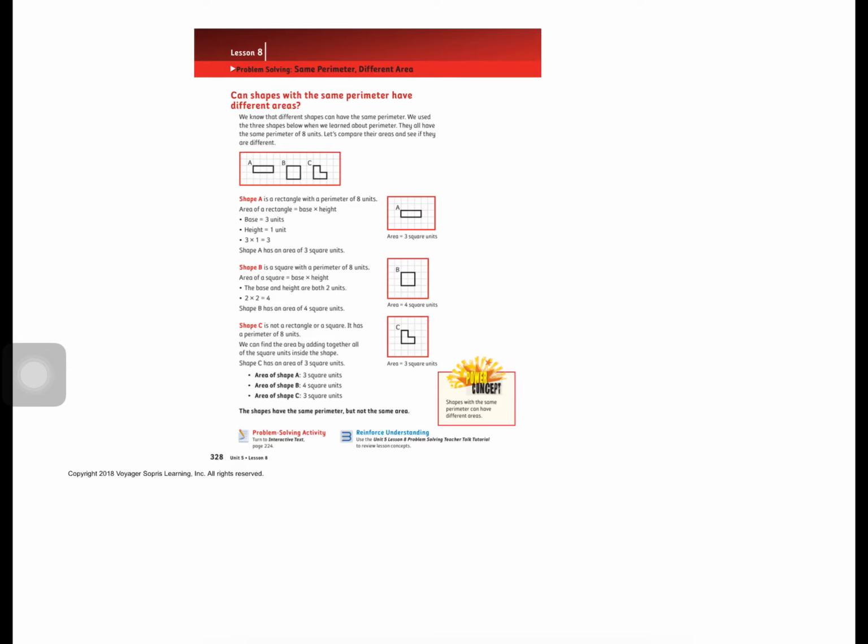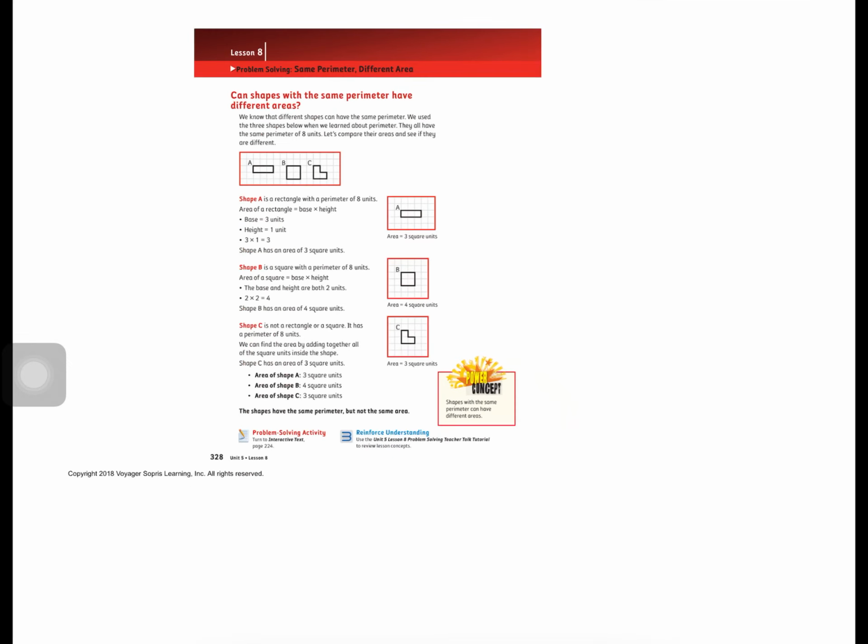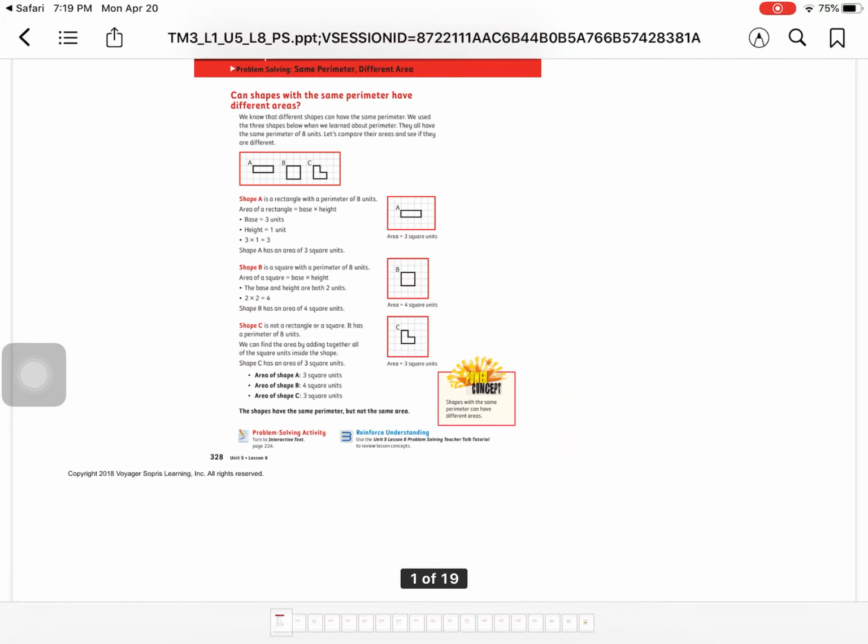Hi, seventh graders. Today we are going to talk about, can shapes with the same perimeter have different areas? Last week we talked about, I think, the flip of it. This week we're going to talk about same perimeter, different areas.